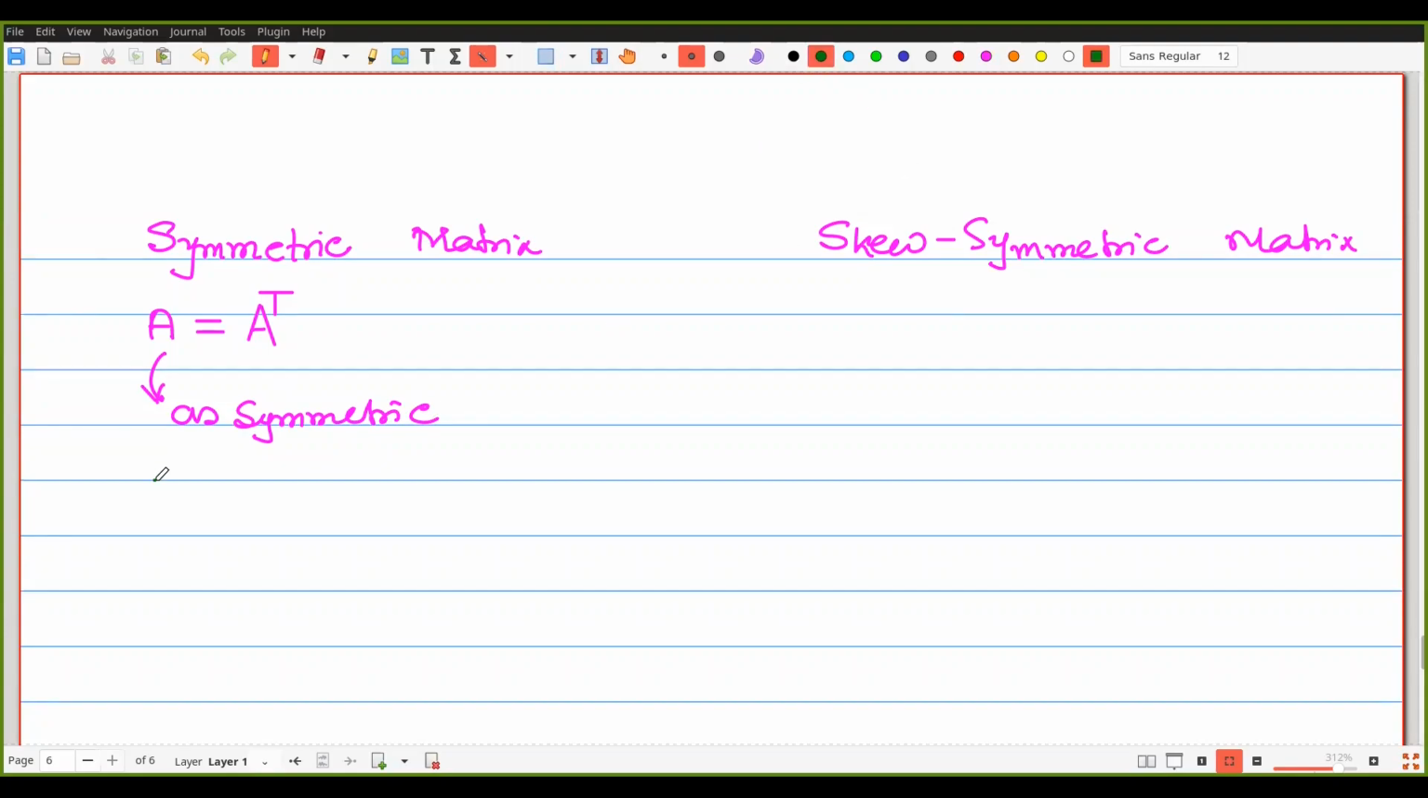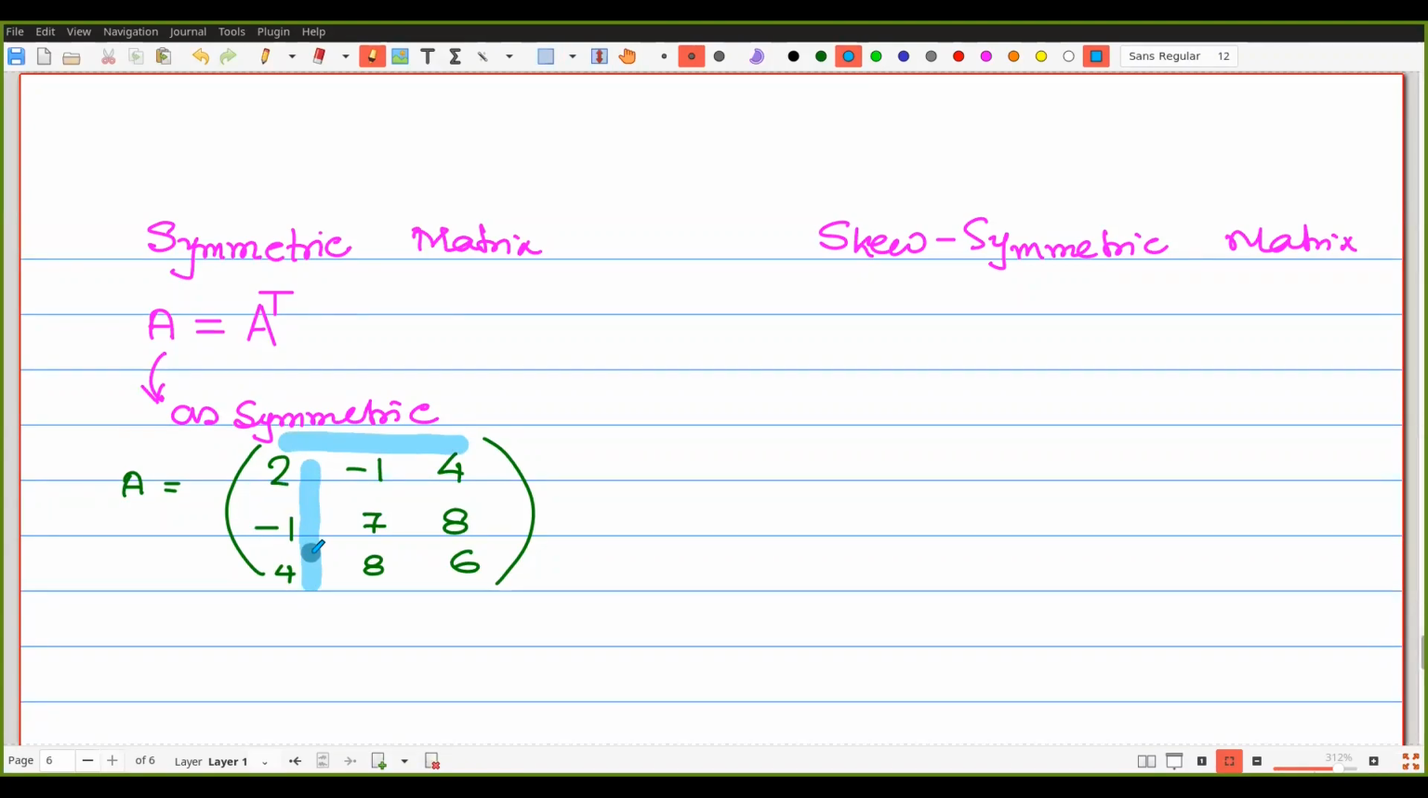Suppose we have a matrix like A is equal to 2 minus 1 4, minus 1 7 8, and 4 8 6. Just look at the first row, 2 minus 1 4. That one is also our first column. Second row, minus 1 7 8. That is also our second column. Another one, 4 8 6, our third row. That is also our third column.